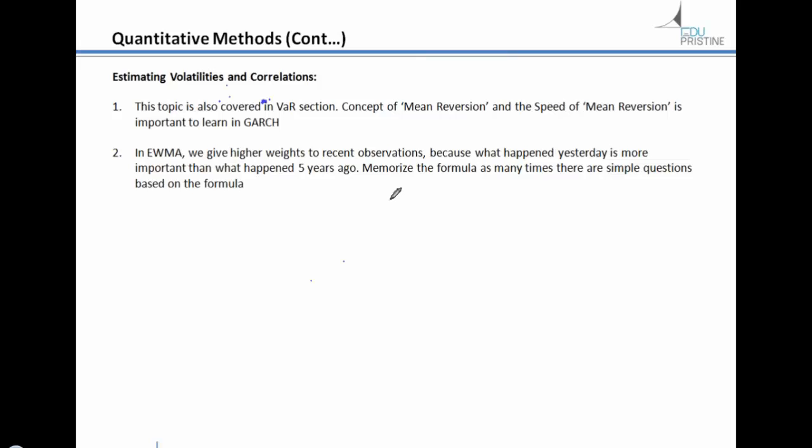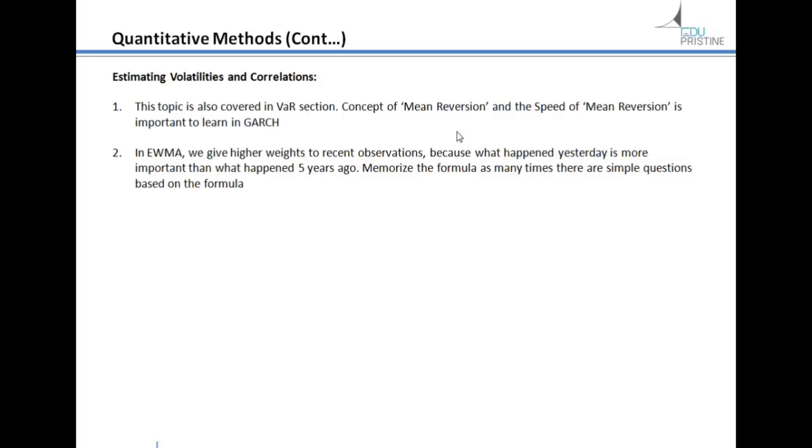Important topic from the exam perspective: EWMA and GARCH. It is covered in the VAR concept, the concept of mean reversion, and the speed of mean reversion is very important from the GARCH perspective. If you remember the formula for GARCH, it is the long-term variance multiplied by gamma, plus alpha into the squared returns, plus beta into the squared volatility, that is the variance. The long-term variance times gamma is the omega. Keep this in mind. Another important point is that alpha plus beta plus gamma is equal to 1.